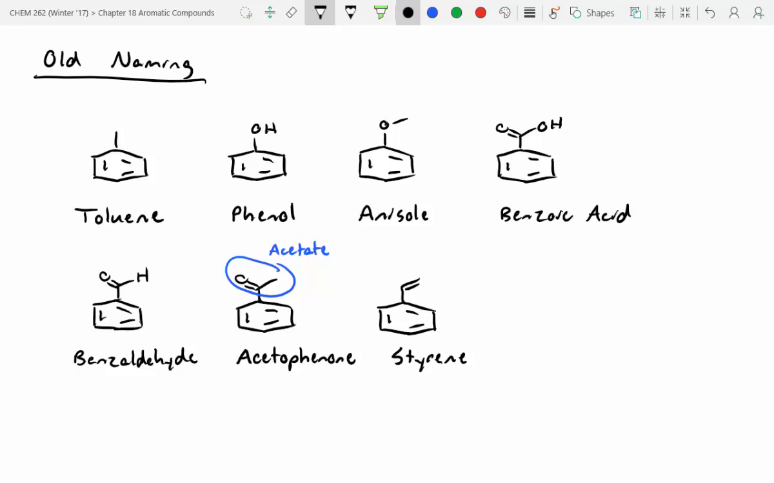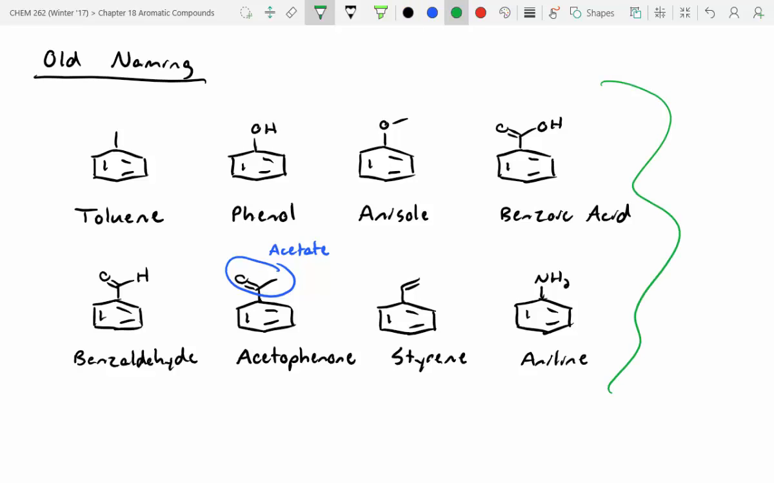Styrene is a common monomer for making polystyrene, right? That stuff in packing foam peanuts. And then the last one that's kind of odd is this one, and this is called aniline.